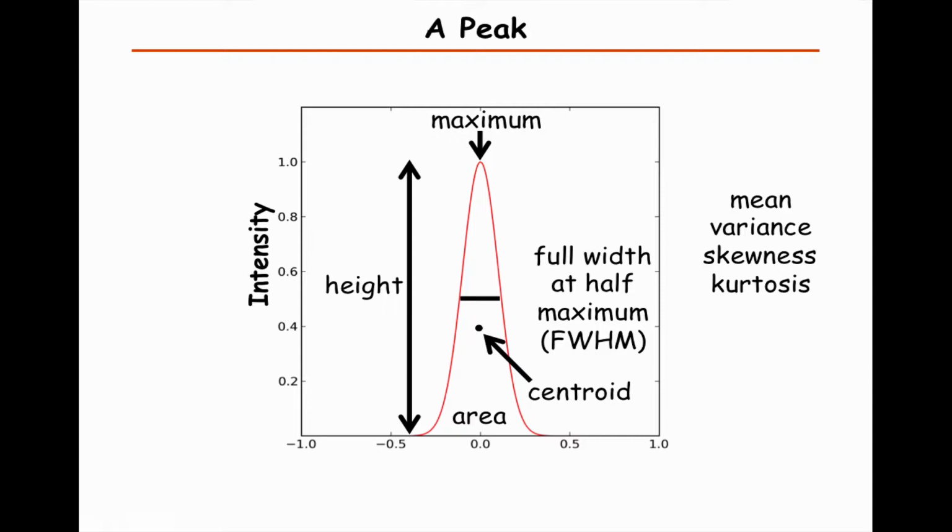That we can, for example, define as the full width at half maximum as the peak width. That's an easy thing to measure: you just take the half height and measure how wide it is. Then we can have other measures like mean, variance, skewness, kurtosis, and so on. These are all things that we might be interested in knowing about the peak.